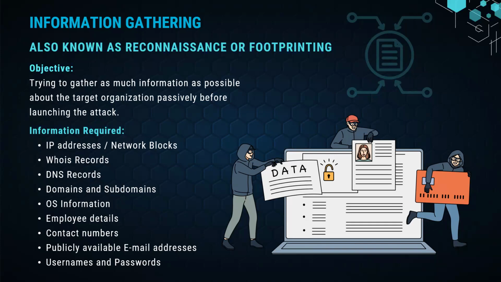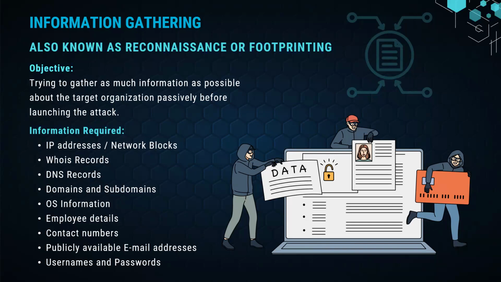Then the DNS records. Every organization has a DNS server. It contains the domains and subdomains of the organization with their correlating IP addresses. So we need those records as well. We need the operating system information. What OS are they using on their servers? Are they running on Linux servers? Are they running it on Microsoft servers? If so, what versions of Linux or Microsoft servers are they using? What operating system are they using?